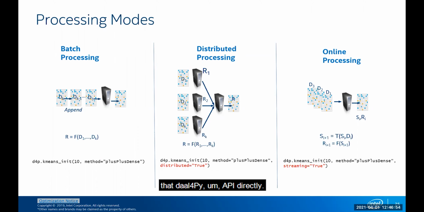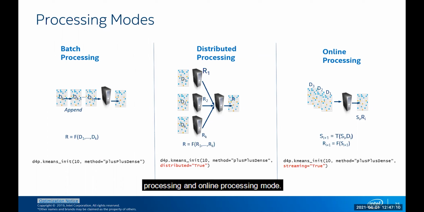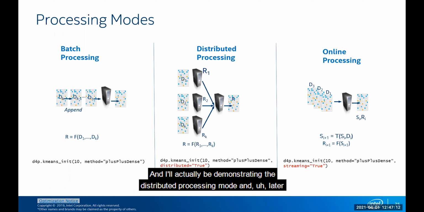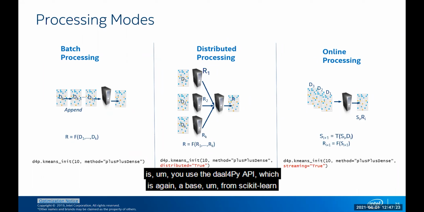And you could use that daal4py API directly. And what daal4py has is that rather than just having the optimizations that you could get through the scikit-learn API directly, you could also use daal4py directly in the API itself with distributed processing and online processing mode. And I'll be demonstrating the distributed processing mode later on to show you what that means. But essentially, all it entails is you use the daal4py API, which is again a baby step from scikit-learn. If you know how to use scikit-learn, it's not going to be hard to use daal4py.